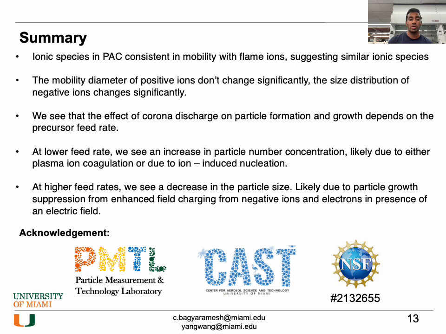Then when we introduced corona discharge into titanium dioxide and silicon dioxide particles, we saw that at low precursor feed rates, the number concentration was increased, which was likely due to plasma ion coagulation, or due to ion-induced nucleation, or a little bit of both. And at higher feed rates, we saw an opposite trend, where we saw suppression of peak particle size, and this was likely due to enhanced field charging effects, though the diffusion charging effects were suppressed due to the larger sizes of the plasma ions.